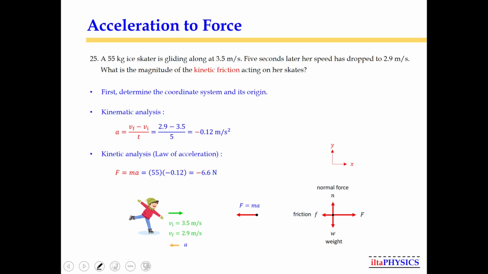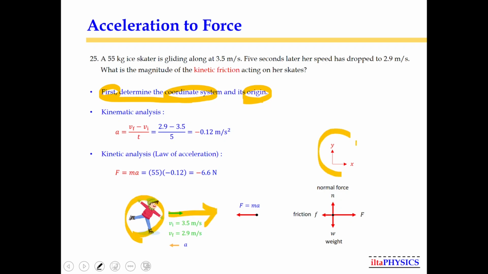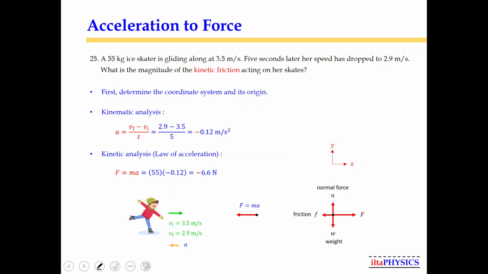Before we start calculating, we must determine the coordinate system and the origin. Since this is a simple motion, let's assume horizontal motion and set the right side as the positive direction, and the object's initial position as the origin. Even though this problem is very simple, please get into the habit of setting a coordinate system before solving any problem.